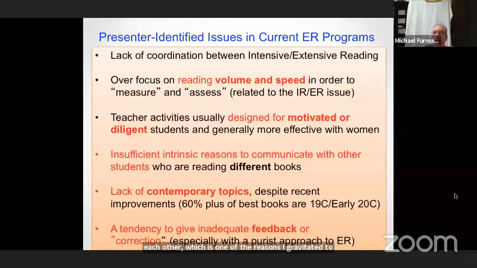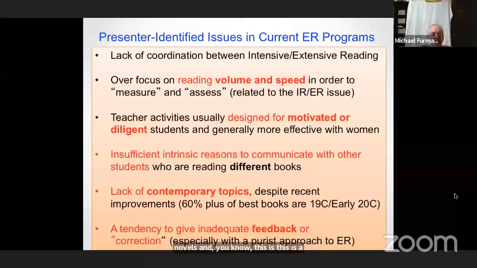Another thing is there's a lack of contemporary topics. I know Paul will point out that there are a lot, but still maybe 60% of the best books are 19th century, early 20th century novels. And this is a problem, I think.